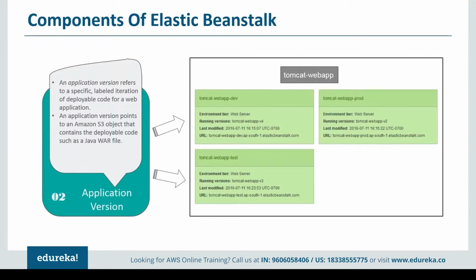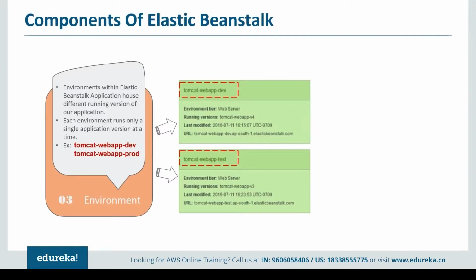So you have two versions of your application now. It's just a copy of your application code but with different changes. And Elastic Beanstalk will provide you with an option where you can upload different versions of your application without deleting the previous ones.